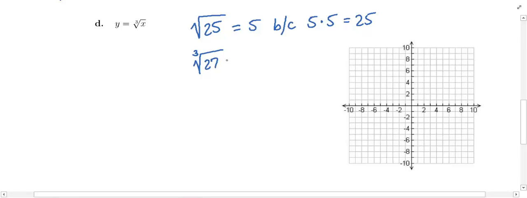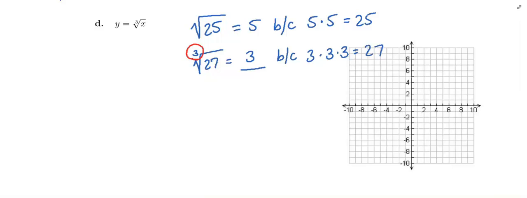What this is saying is that this is going to equal some number. We're looking for a number that if you multiply it by itself 3 times, then you're going to get the number underneath, which is 27. So here the answer is going to be 3, because if you take 3 and multiply it by itself 3 times, 3 times 3 is 9, times 3 is 27. You'll get the number underneath the radical sign.